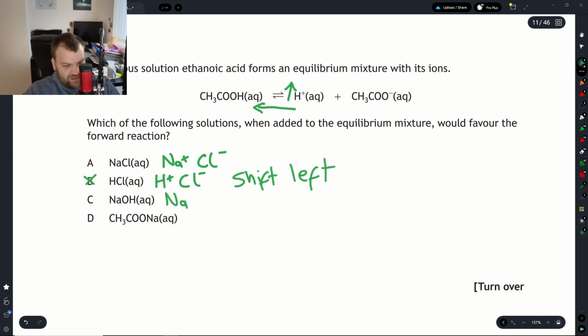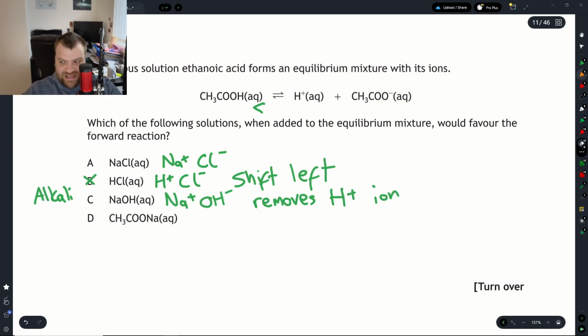We have Na+ and OH-. Key for this one, that is an alkali. And alkalis react with acids, which is the H+ ions. So this will remove H+ ions. This time round, we've got fewer H+ ions because they have been neutralized. The equilibrium therefore has to shift to the right to replace them. That is what we're looking to do because it wants the forward reaction, which is to the right.